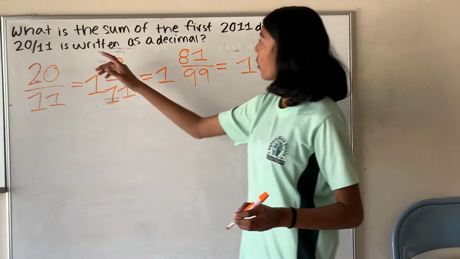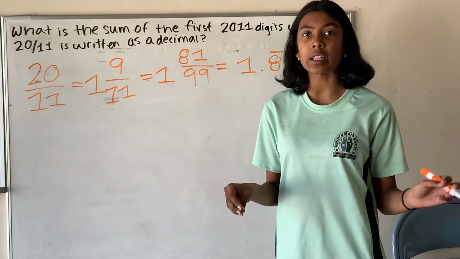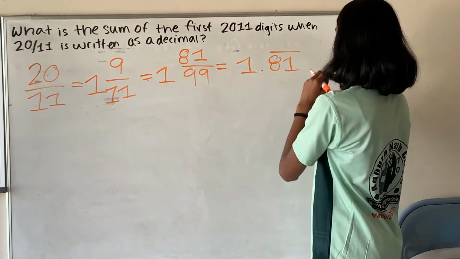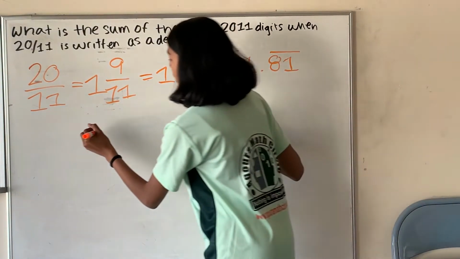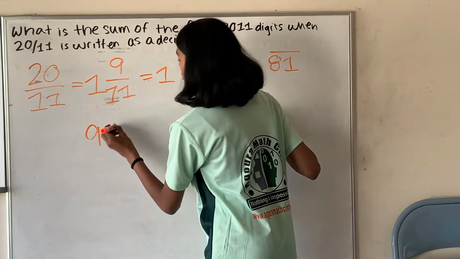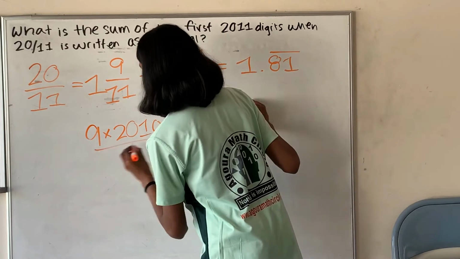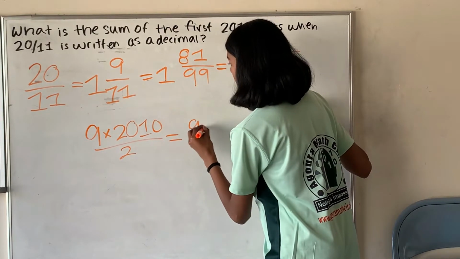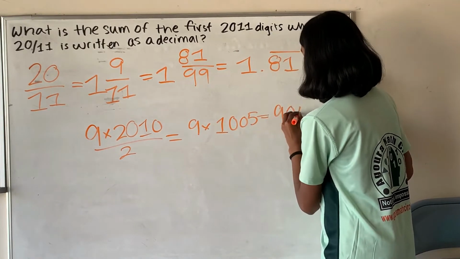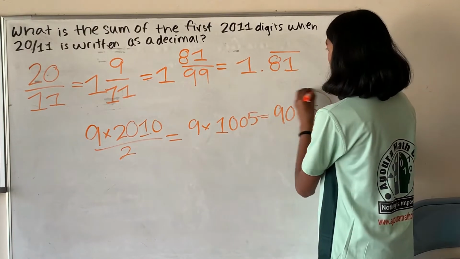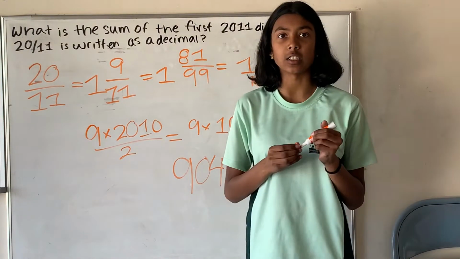They're asking for the sum of the first 2011 digits. Well, this is our first digit, and it repeats 81, 81, 81, 81. The sum of each of those 81 pairs is 9. So we're going to do 9 times 2010, because the first digit is separate, over 2, which is equal to 9 times 1005, which is 9045. But then we have to add that 1. So our sum is 9046, which is our answer.